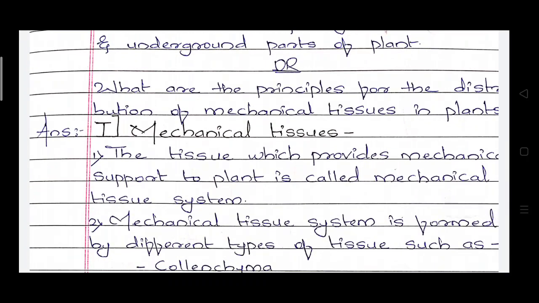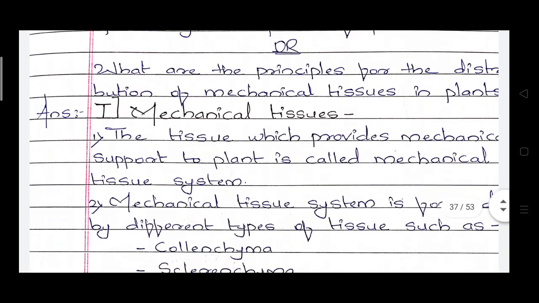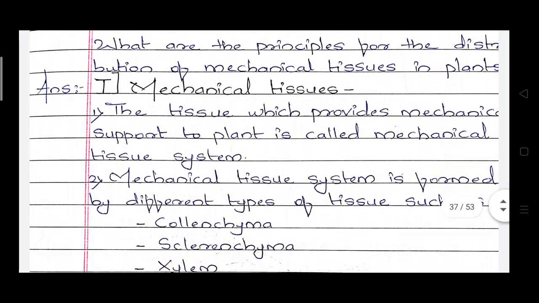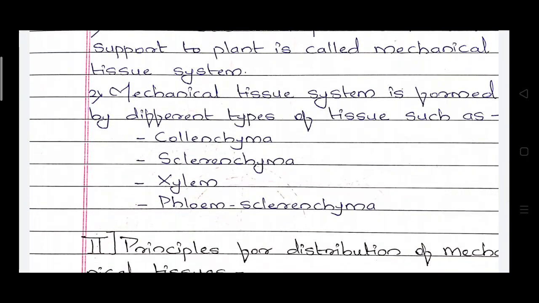We have already discussed the mechanical tissue. The tissues that provide mechanical support to the plants are known as mechanical tissues, and the system is the mechanical tissue system. As you know, there are different types of tissues present in the mechanical tissue system, like collenchyma, sclerenchyma, xylem and phloem. These are the tissues present in the mechanical tissue system.